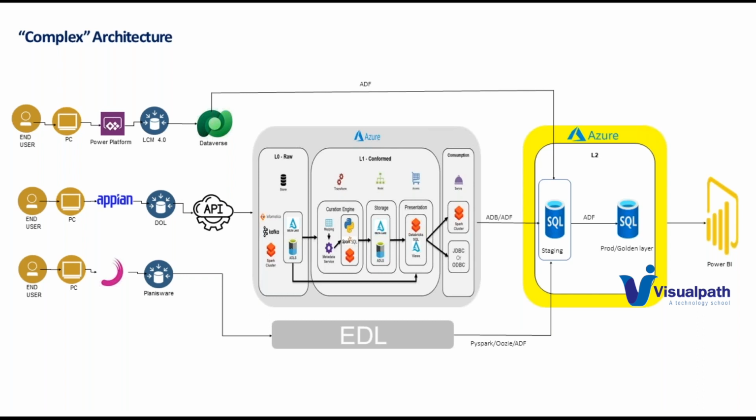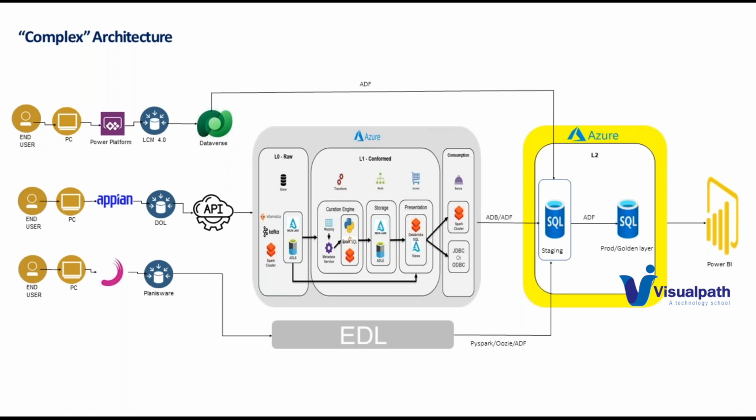Then there is a curation engine. What is Spark SQL doing? You have metadata and mapping. The Spark engine gets the data from the ADLS, does some transformation, and sends it to the storage. From storage it goes to the presentation, and from presentation it goes to the consumption layer. The consumption layer is where you can get the data directly, and it is consumed by dashboards and data visualization tools.